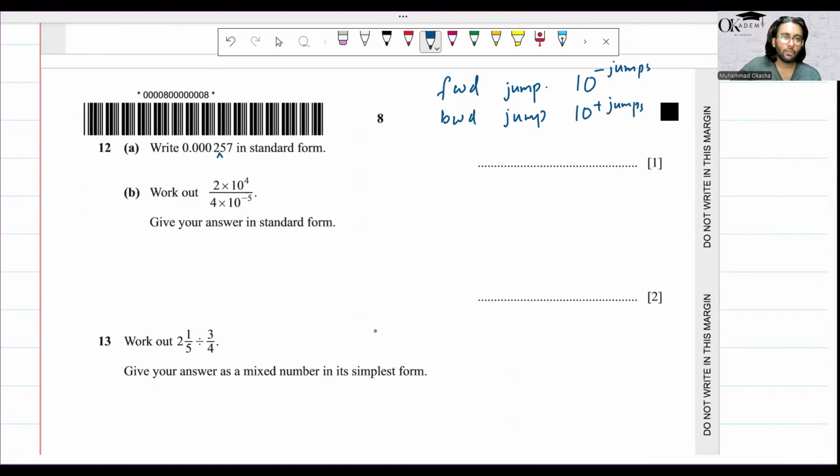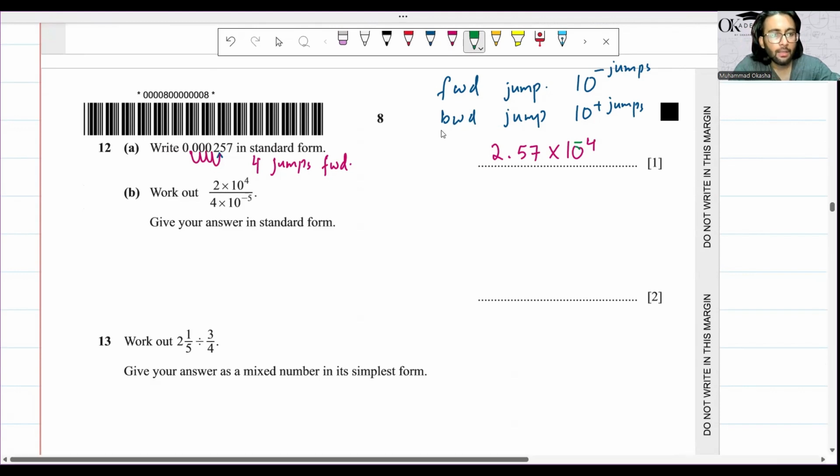Okay, so over here, this is my decimal. And 1, 2, 3, 4. I took 4 jumps forward, right? So my decimal point is now between 2 and 5, giving 2.57. 10 to the power, so how many jumps did you make? You made 4 jumps, so you write 4 here. Now, since these were forward jumps, I'll put a negative over here.